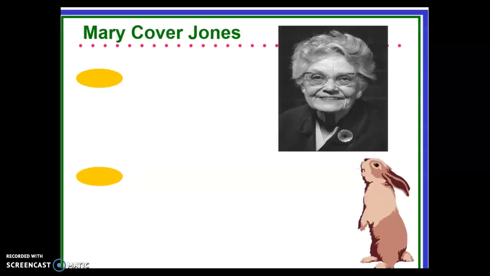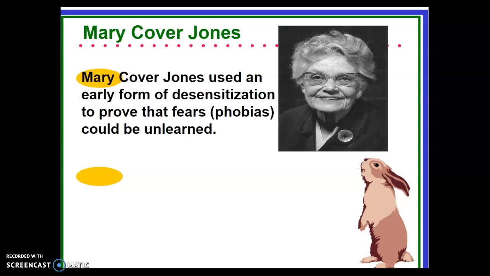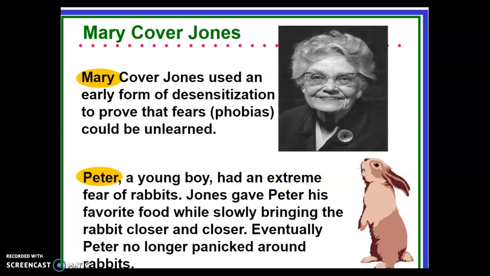A woman by the name of Mary Cover Jones used an early form of what we call desensitization to prove that fears or phobias could be unlearned. So she basically took what Watson had discovered and made it work to help us instead of what he did, which was to hurt us.